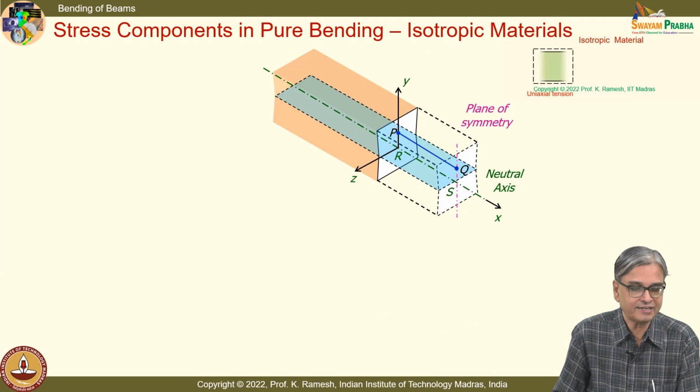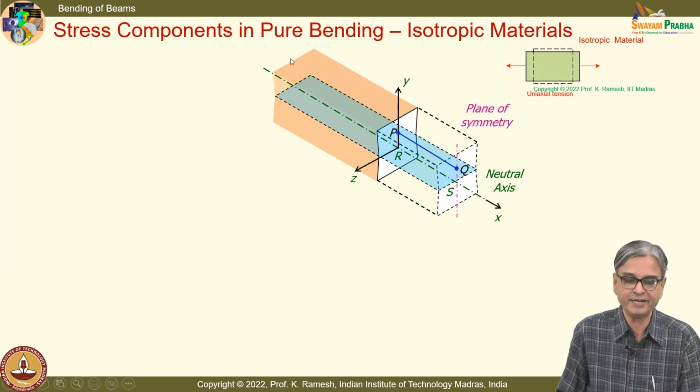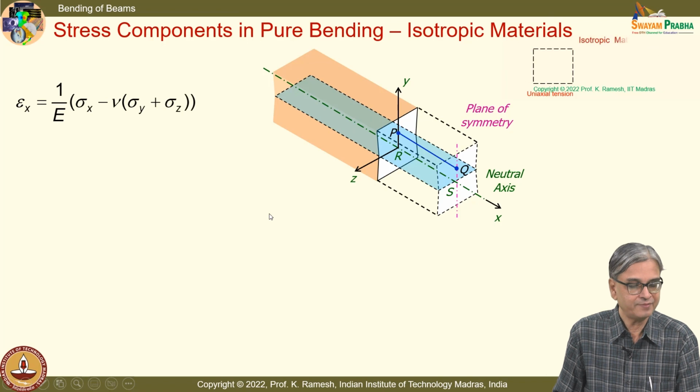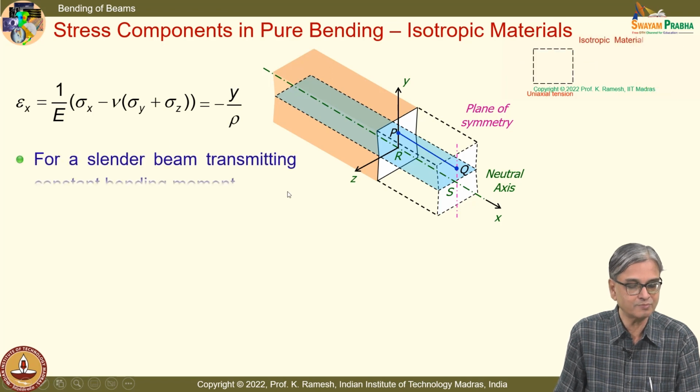And let us look at stress components in pure bending. You should appreciate that we are living in the comfort of isotropic materials. We have seen that epsilon x is related to 1 by E multiplied by sigma x minus nu times sigma y plus sigma z. Based on our assumption, we have removed this sigma y and sigma z.